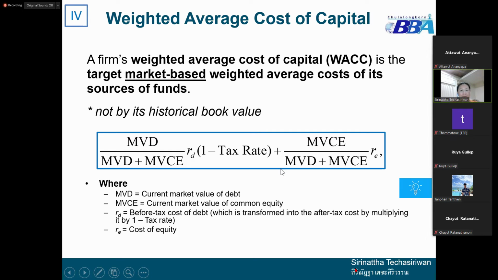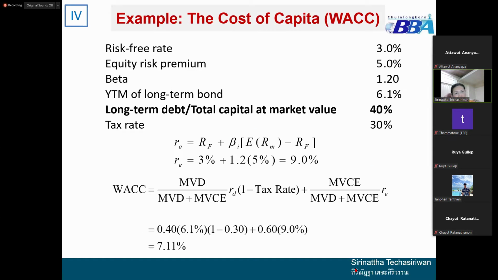So the WACC basically is the market value weighted average cost. So that's it. Okay. Any question on the WACC formula? I think you already learned the WACC formula many times, but I want to point out the understanding of the formula, why it is market value and so on. Okay. And this is the example of how to estimate the WACC. This one is just a plug-in, very simple, right?